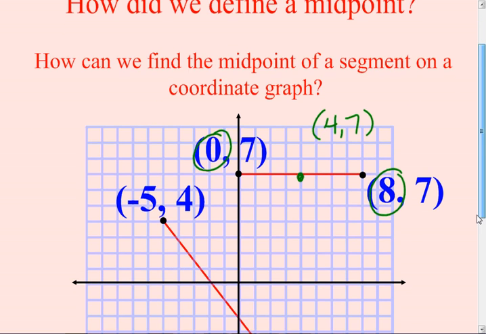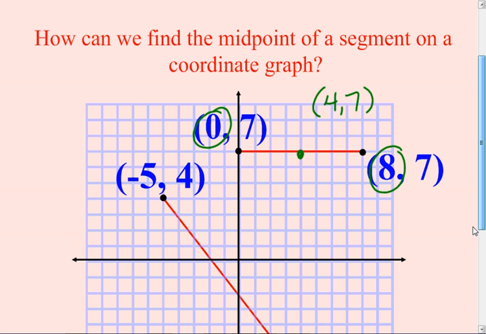But you know what? The easier way to do it is it's an average. The total distance is 8. So what's half of 8? 8 minus 0 gives me 8, and I want halfway. Now, that's one way to do it. That's the hard way to do it.